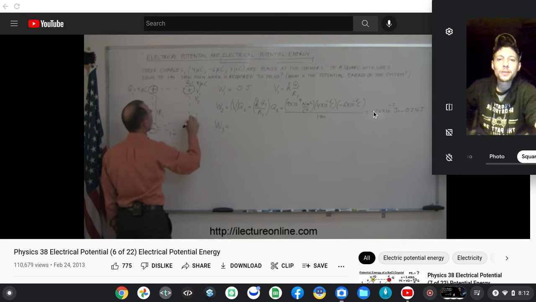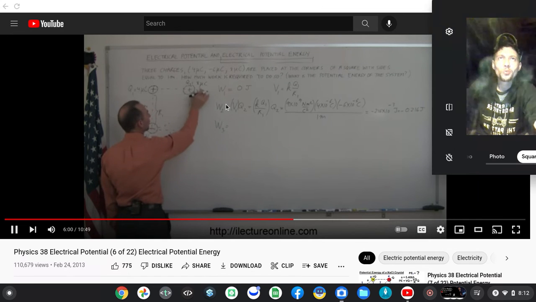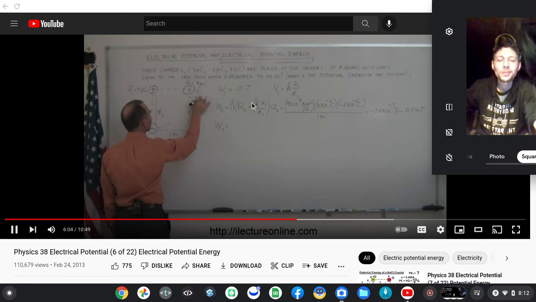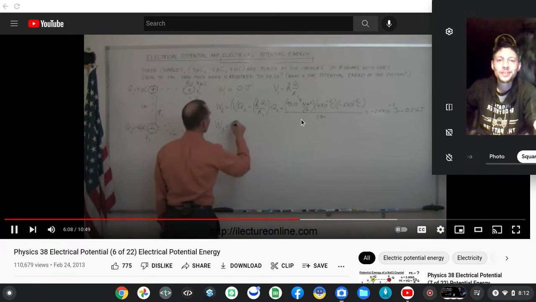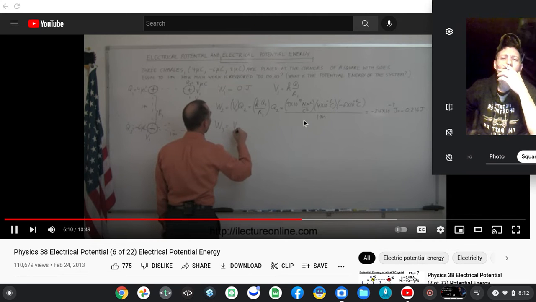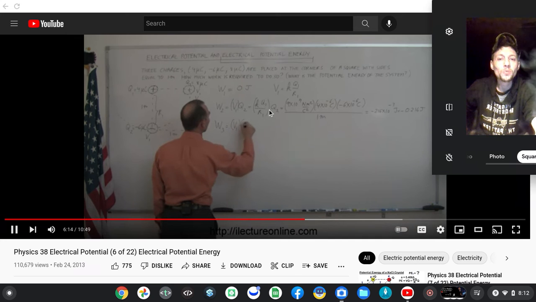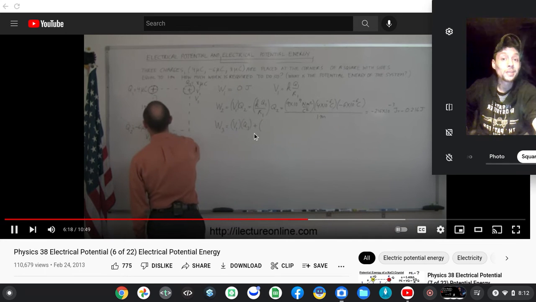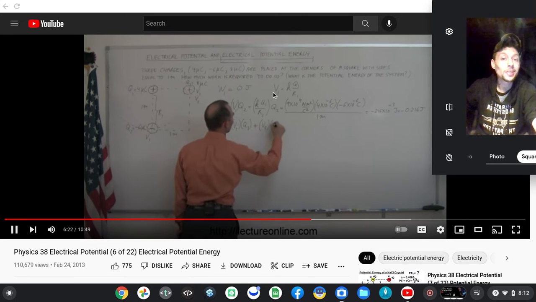So we're going to find the energy of the third charge by multiplying the potential of the first charge by this charge, plus the potential of the second charge by this charge. That means we're going to take the potential from charge 1 at this location, times Q3, plus the potential from charge 2 at this location, which we'll call V2, times Q3.